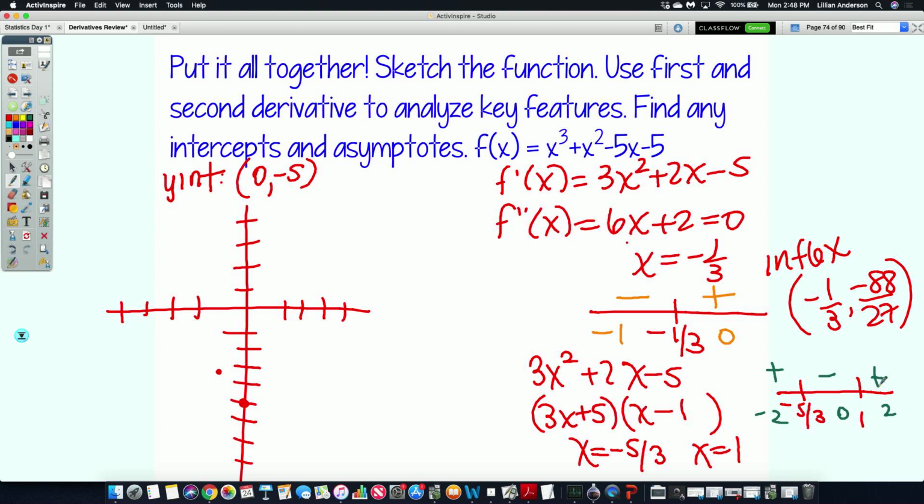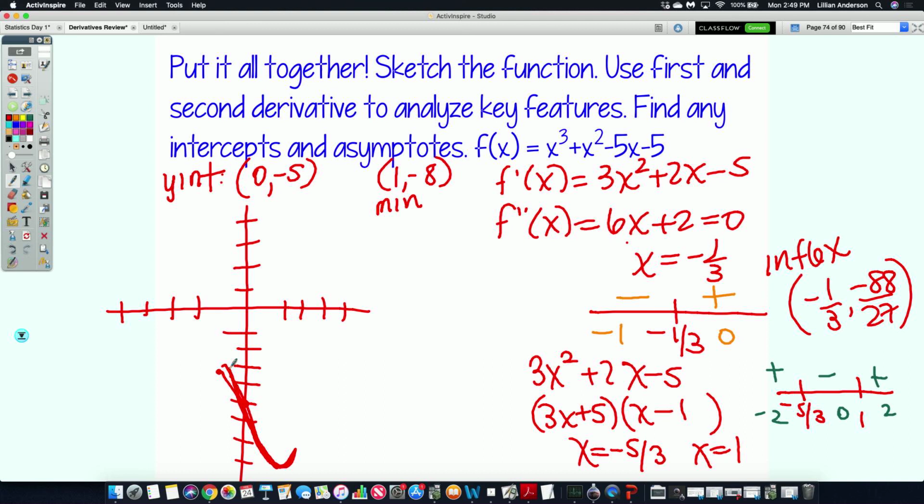1, -8. So is that a minimum or a maximum? That's a minimum. So 1, -8. There's a minimum here. So there we go, I had a turning point. I should be concave down, roughly. And then there's my minimum of 1, -8.